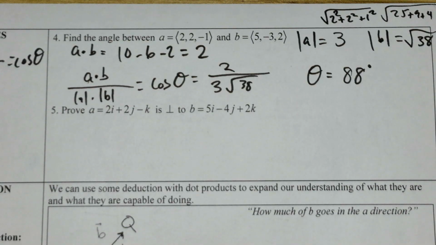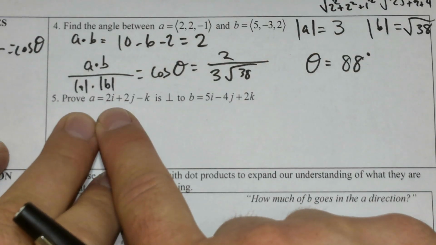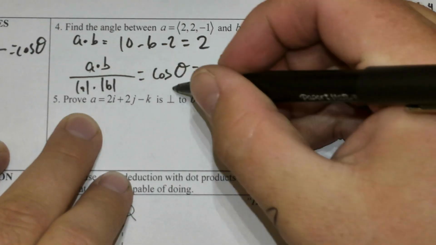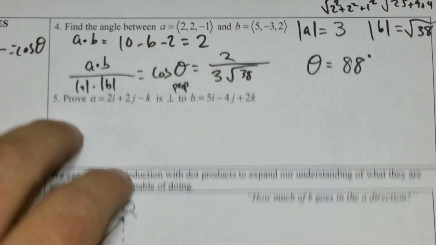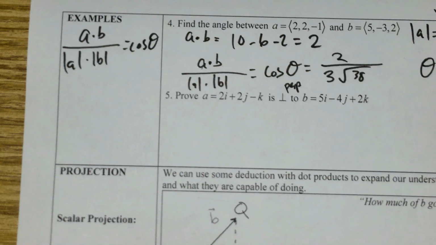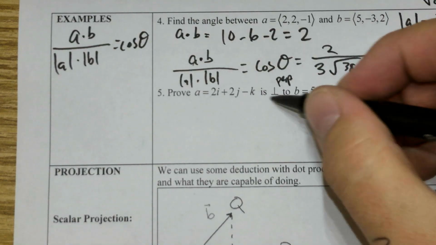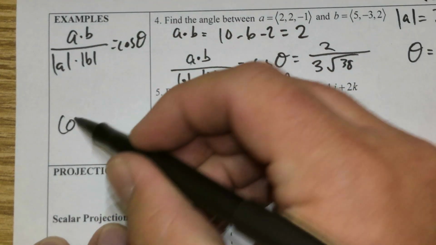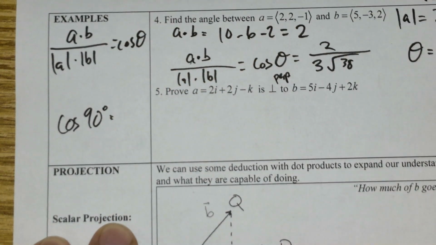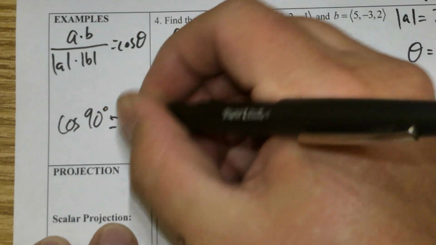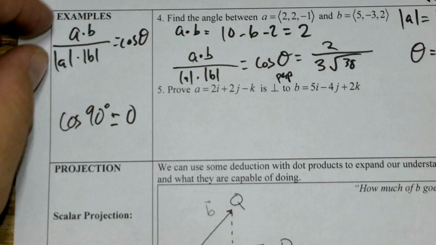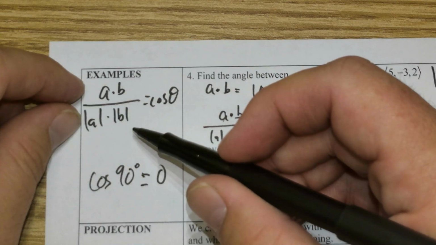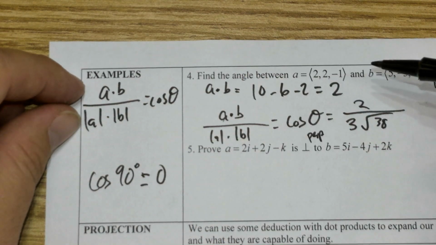All right. How about this? Prove that this vector is perpendicular, that's what that symbol means, perp, to that vector. Well, perpendicular means they make this shape. Perpendicular means they make a 90-degree angle. And what is the cosine of 90? It makes 0. Well, if I'm thinking about this fraction, is my denominator going to be 0? No. My numerator is going to be 0.